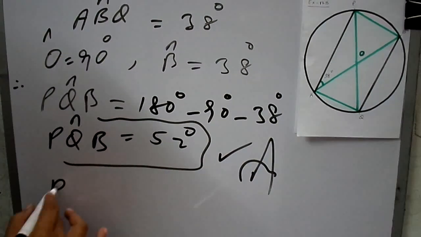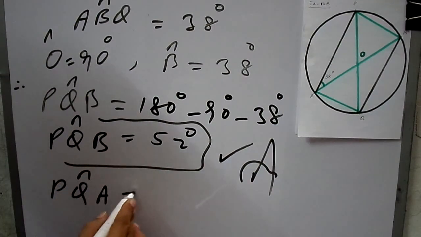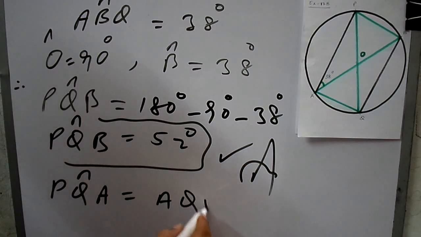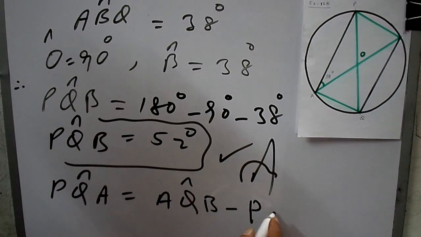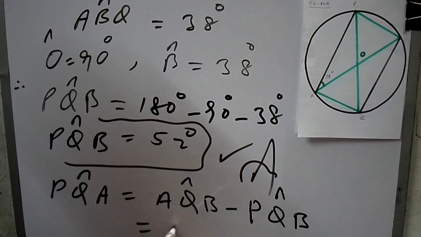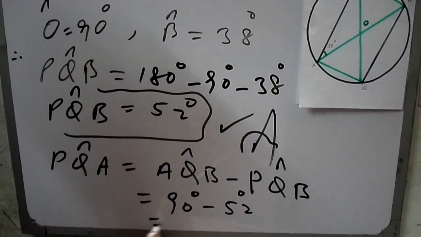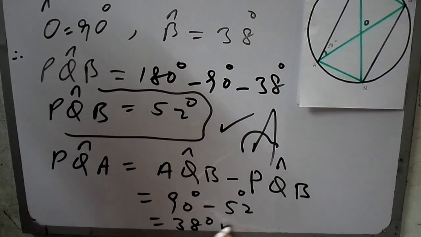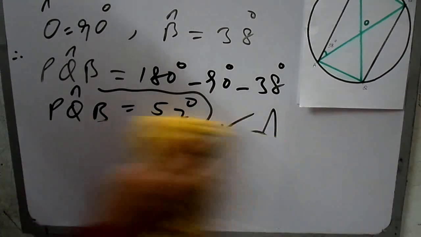Now the second part is PQA. Once again, that is equal to AQB, and this angle will be subtracted from PQB. So after subtraction you will get 90 minus 52, which we just calculated, so you will get 38 degrees. So that is your second part.